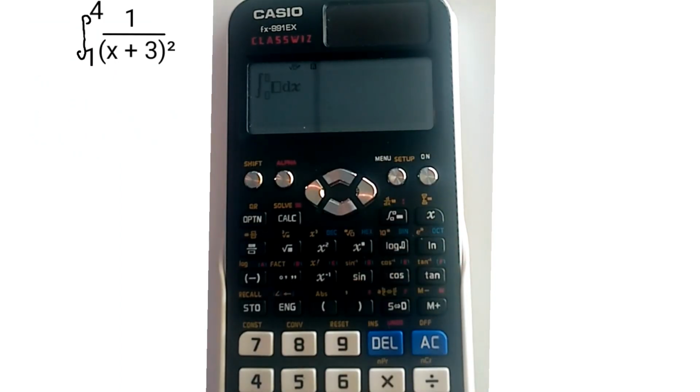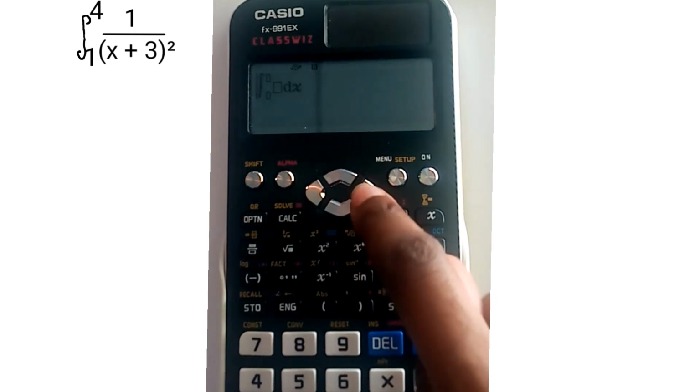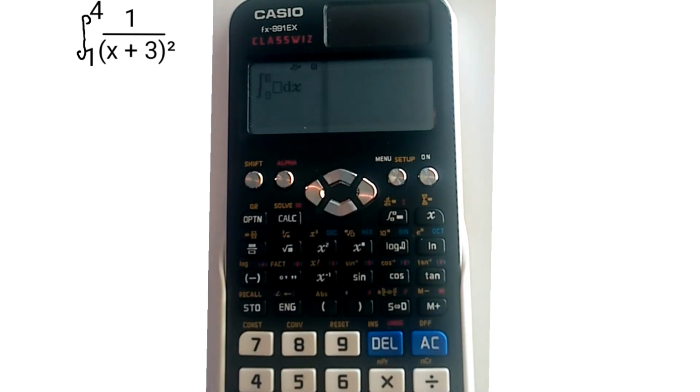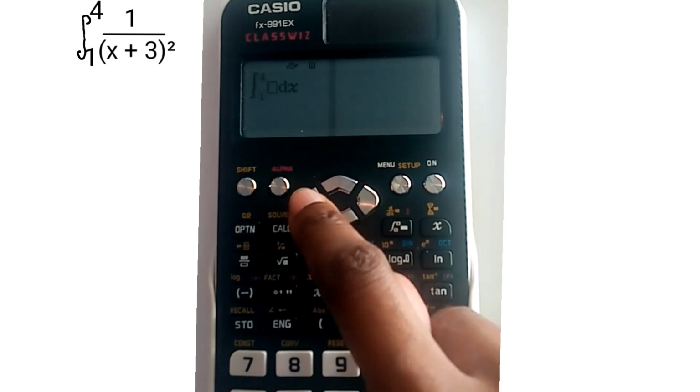For the second example, we press the integral key. Let's input the upper and the lower limits first. So we use our arrow, we input the upper limit, which is 4, down arrow, lower limit, which is 1. Now we remove the arrow.